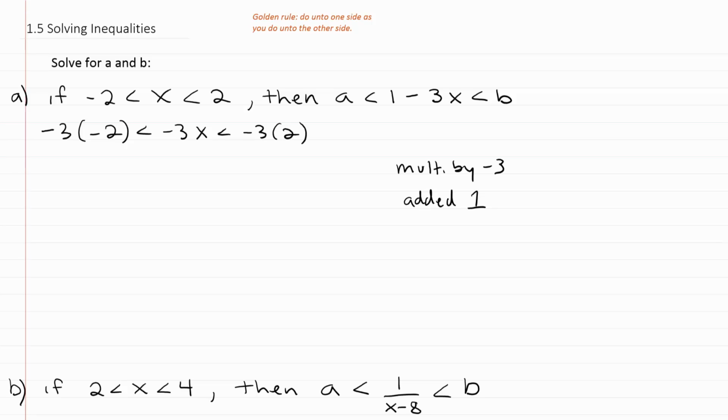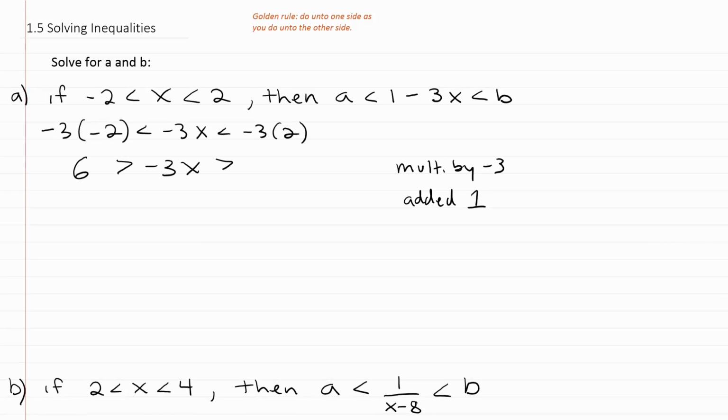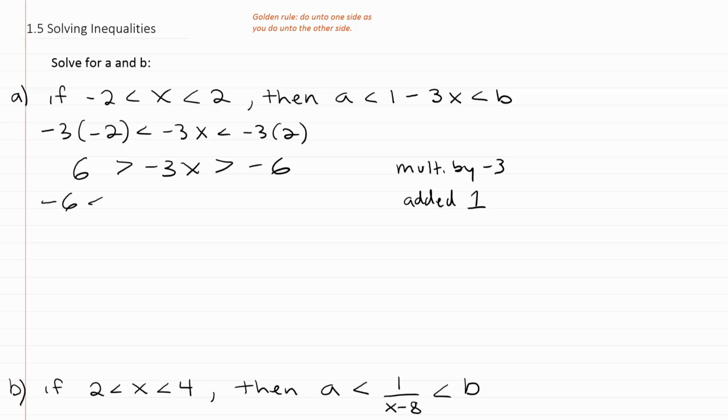But when we carry this out, we have to remember that we need to invert these inequality symbols because of the fact that we multiplied by a -3. Negative numbers cause the inequality signs to switch. So we're going to change that to +6 is greater than -3x is greater than -6. Now from here, I'm just going to rewrite this in the proper format. So it'll be -6 is less than -3x is less than 6, right?